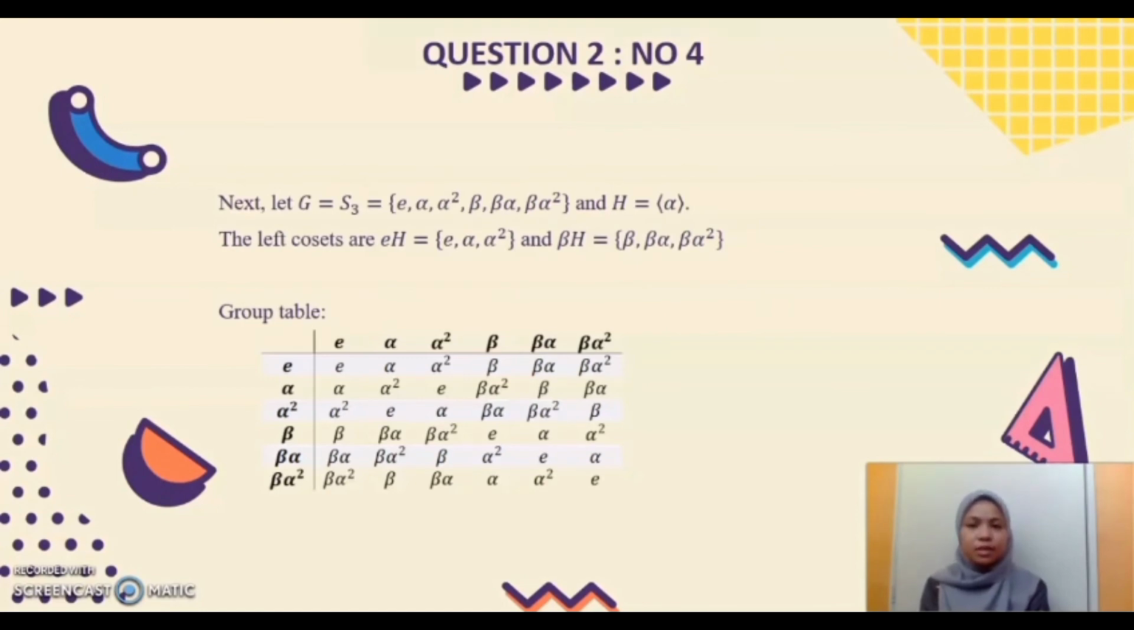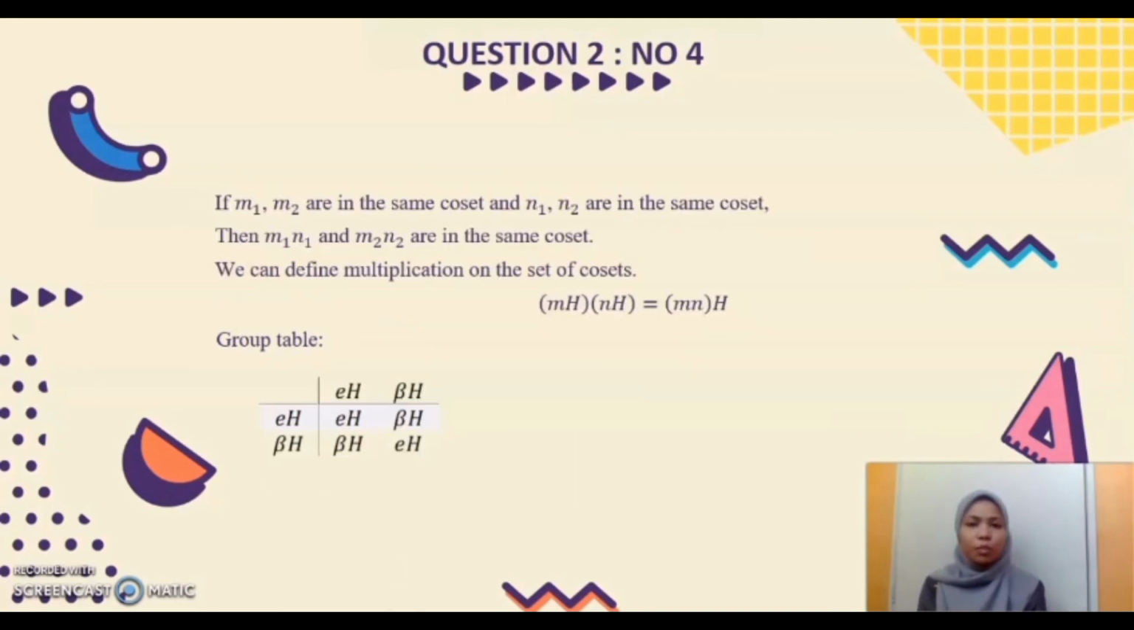Okay, next, let G be equal to S3, consisting of elements e, alpha, alpha squared, beta, beta alpha, and beta alpha squared, and H is generated by alpha. The left cosets are eH, consisting of e, alpha, and alpha squared, and beta H, which has beta, beta alpha, and beta alpha squared. The group table for S3 is shown below.